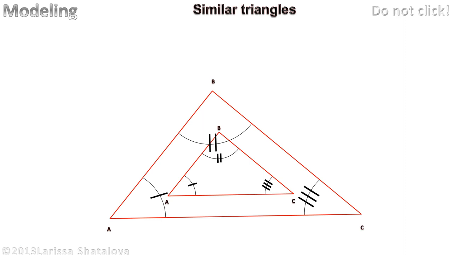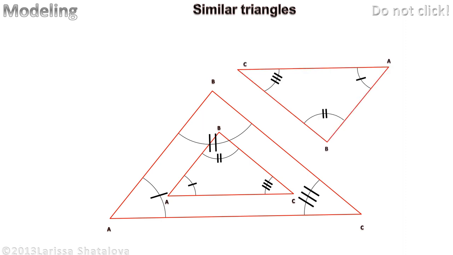Now similar triangles can be in different positions. They can be upside down or they can be in a slanted position. But what is important here, all of those triangles are similar. Why? Because they have the same shape. That means the measure of angle A is the same for all of those triangles. The measure of angle B is the same for all of those triangles. And the measure of angle C is exactly the same for all of these triangles.